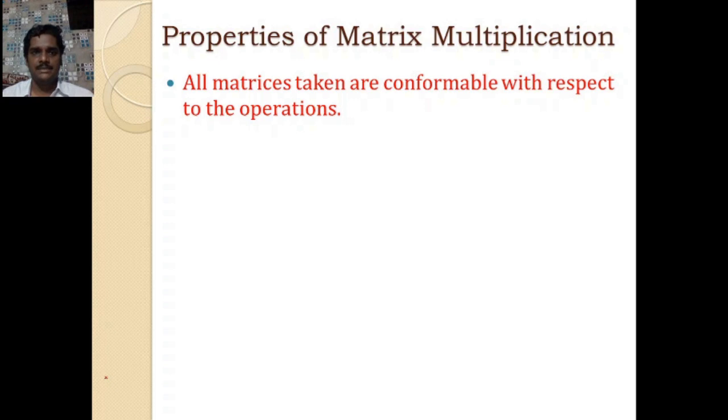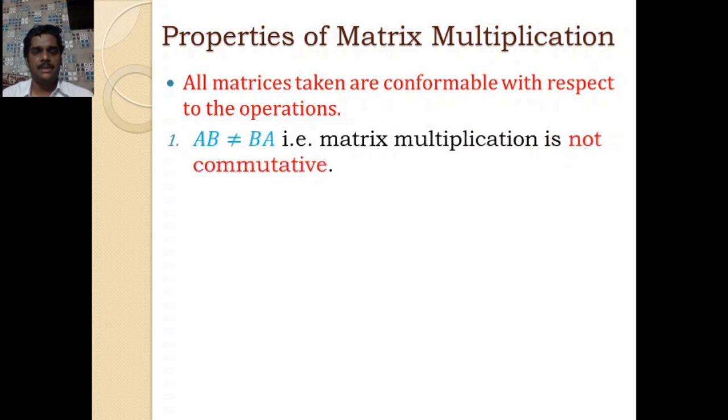Let's see the properties. Here is your property number 1. AB not equals to BA. Matrix multiplication is not commutative. This property is very important and very useful.